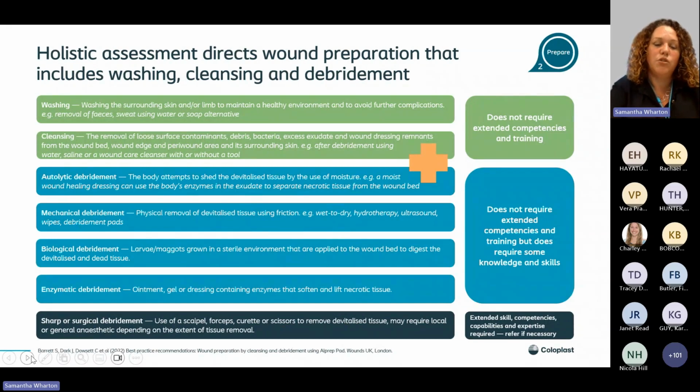And then you've also got your biological, so that's maggots, applied to the wound, and they secrete an enzyme which breaks down the slough, and then they eat it, ingest it, digest it. Again, they work really well in the right wound at the right time. And then we've got enzymatic debridement with ointments and gels. You have to be careful because some can actually break down healthy tissue. And then your really skilled, extended skill competency of sharp or surgical debridement using forceps and scalpel.